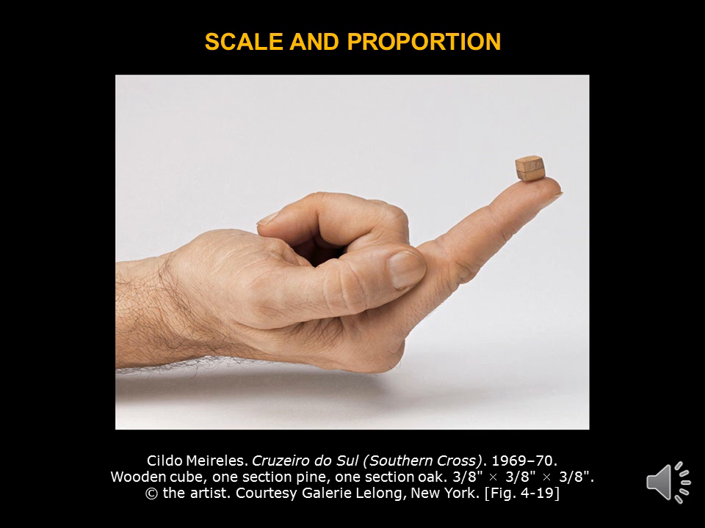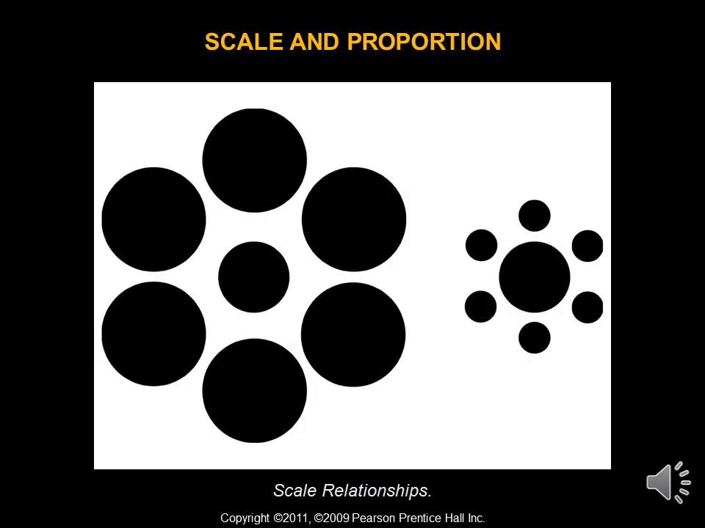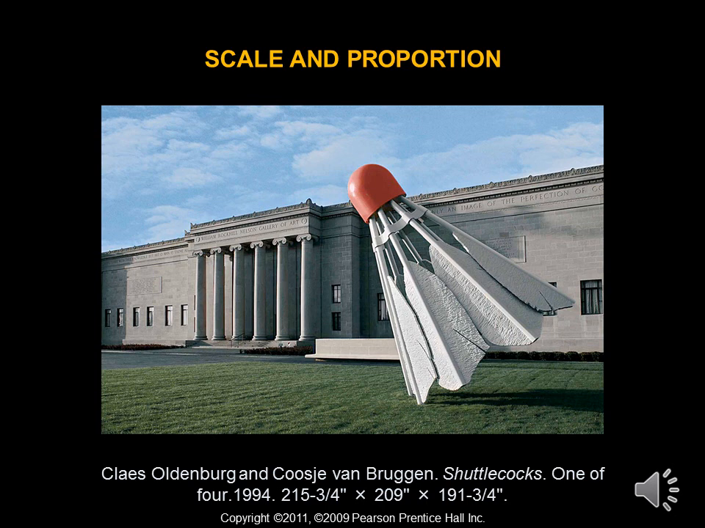According to your text, scale is the size relationship of one thing to another, and proportion is the size relationship of parts to a whole. As we can see in this diagram, simple changes in scale and proportion can affect the way forms interact with each other. I don't know how many of you play badminton, but this is a gigantic sculpture of a shuttlecock, which is part of the badminton equipment.